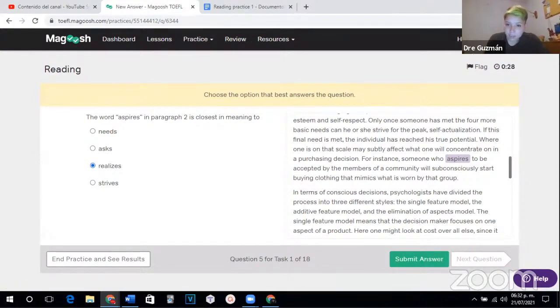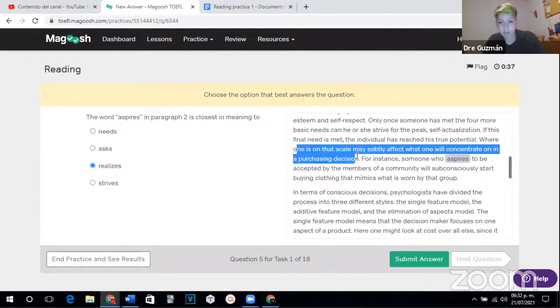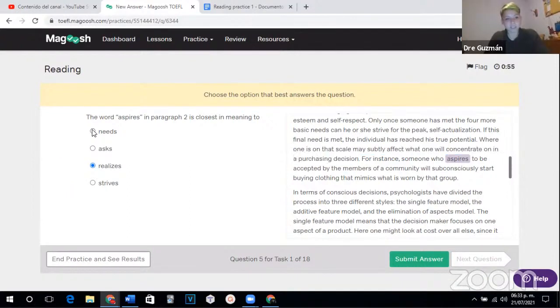Where one is on that scale may subtly affect what one will concentrate on in a purchasing decision. For instance, someone who aspires to be accepted by the members of a community will subconsciously start buying clothing. So someone who aspires to be... Which one? Could be needs, maybe too. All right. Needs is more, yeah, like they really want to be in this group. What could be another word that could mean that though?